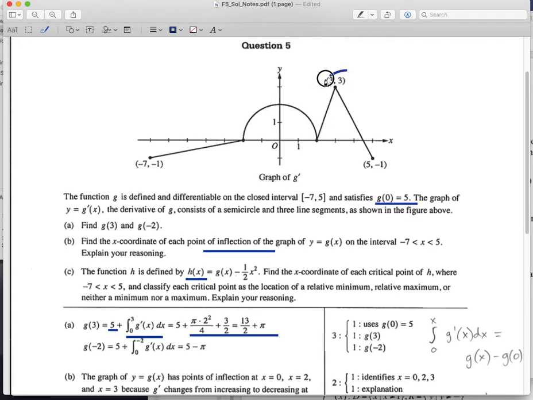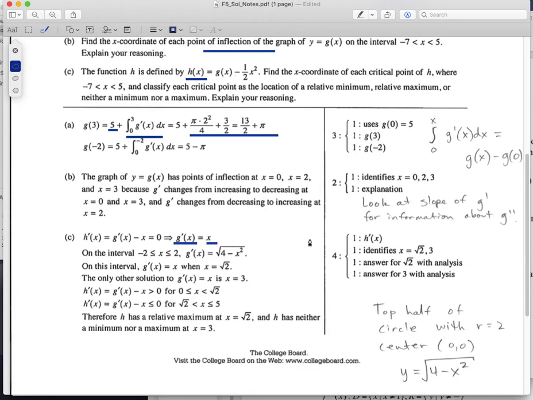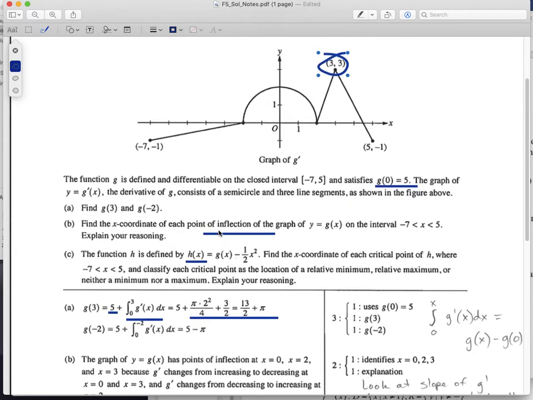Well, this point jumps out right away. So G prime at 3 is 3. So G prime of 3 is equal to x. 3 equals 3. The other one is quite a bit harder to get.